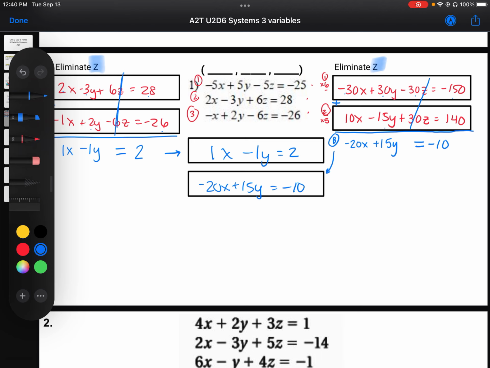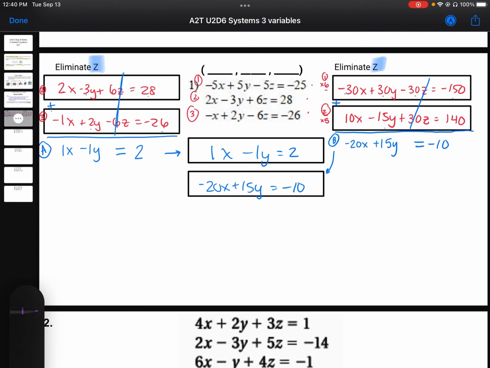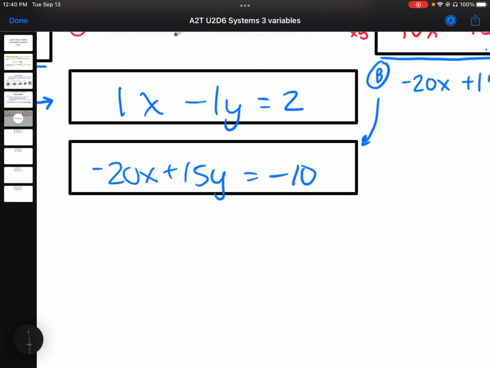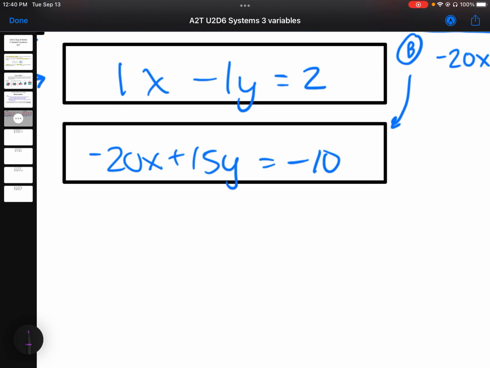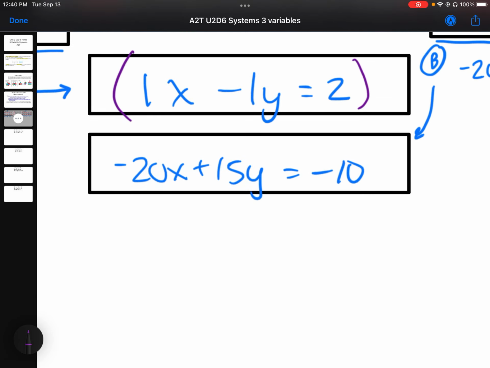All right, so I have this equation A and B. Now, my next goal is to cancel out either the x or the y. So this is step 2. Solve the new 2 variable systems for both of the variables. So how could I get one of these to cancel? Well, if I took my top equation and I multiplied it by 20, that would allow me to cancel out my x's. So let's do that.